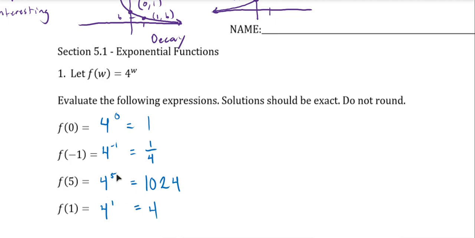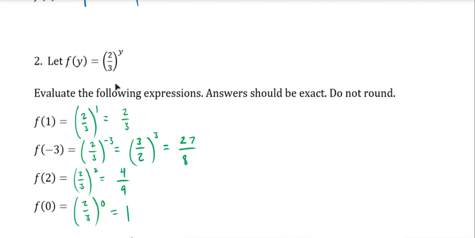Keep in mind that evaluating these whole numbers is no different than multiplying 4 by itself 5 times. And we keep in mind that anything to the 0th power is always 1, and anything to the negative 1 power is 1 over that thing, or its reciprocal. For number 2, we have an example of a base which is between 0 and 1. That is to say, it's a proper fraction. But we still evaluate it the same way.